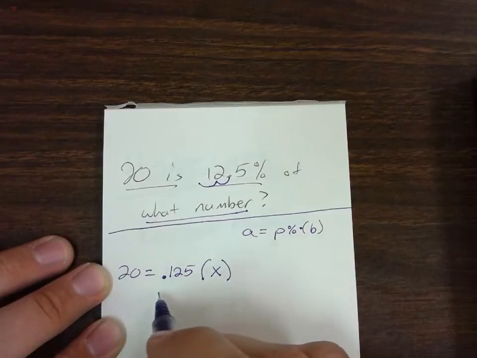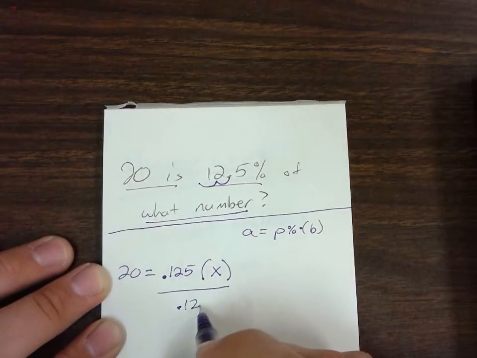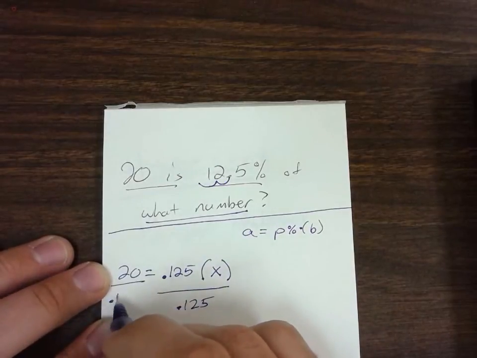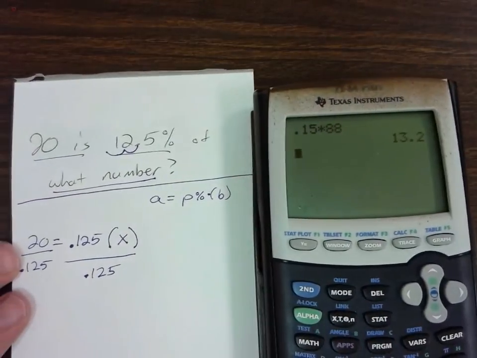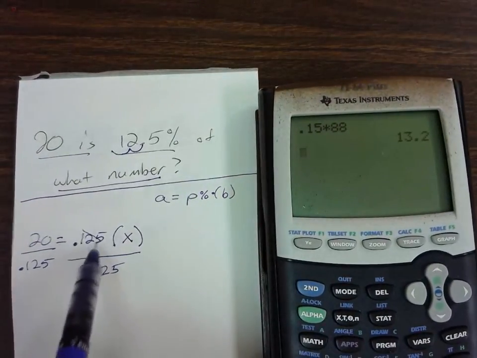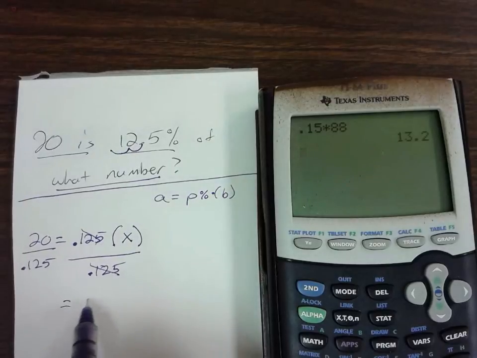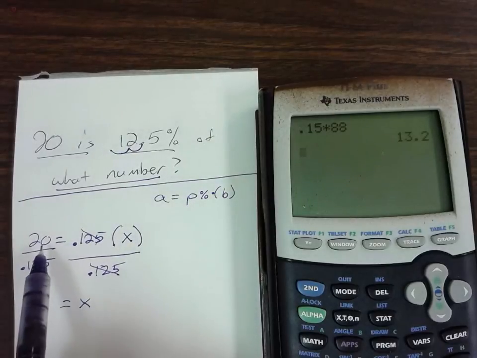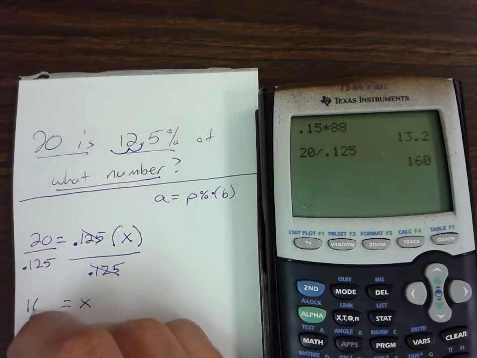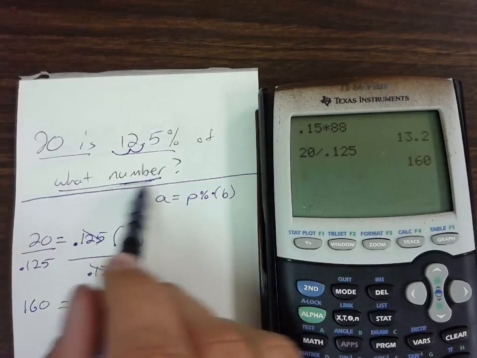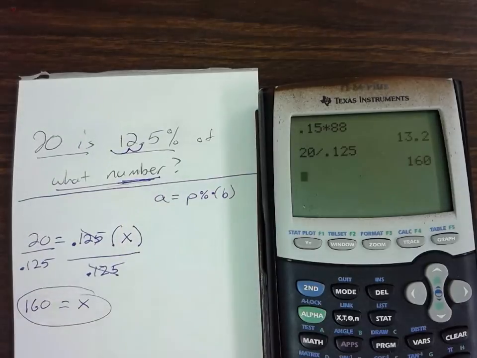So to get X by itself, I have to divide by 0.125. So what I do to one side, I have to do to both. So let's get the calculator back here. These are easy. They just cancel each other out. So over here, I still have X. 20 divided by 0.125. Hit enter. 160. It's a number, not a percent, so we're done.